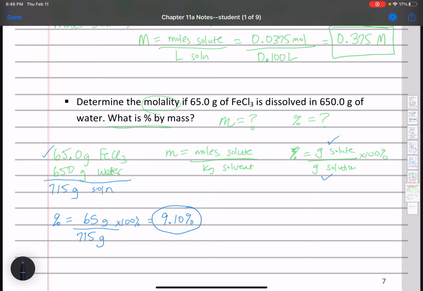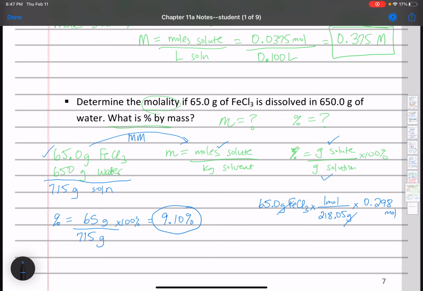For molality, I need moles of solute. Do I know the moles of solute? I do not, but I can figure out the moles of solute using the molar mass of iron chloride. So I'll just do that right over here. If I have 65.0 grams of iron 3 chloride, how many moles do I have? I need to divide by the molar mass. The molar mass is 218.05 grams. My grams cancel out, and I get 0.298 moles of iron chloride.